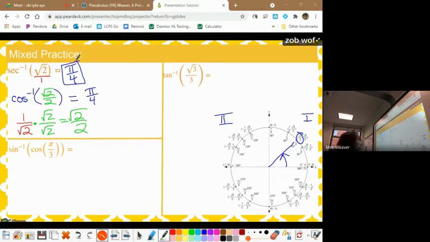Okay, so let's try that next one. It's tan inverse of root 3 over 3. The angle whose tangent is root 3 over 3. Glad you're back, Nicholas. Thanks for letting me know.